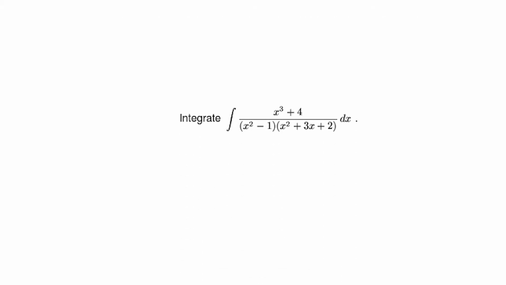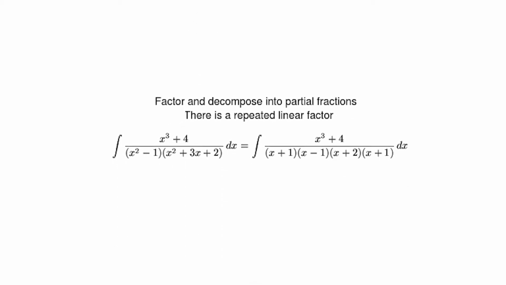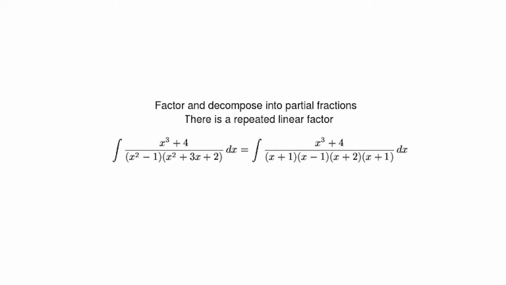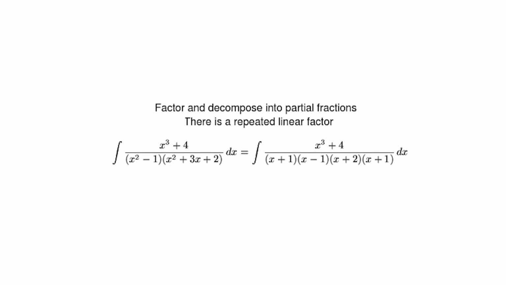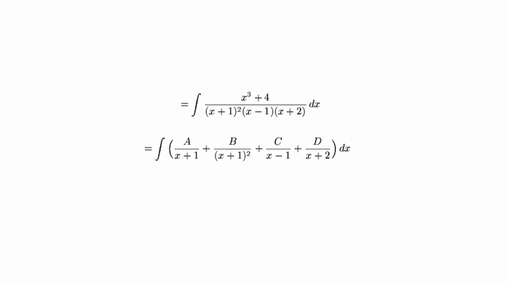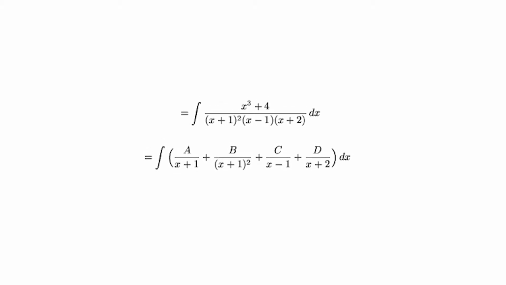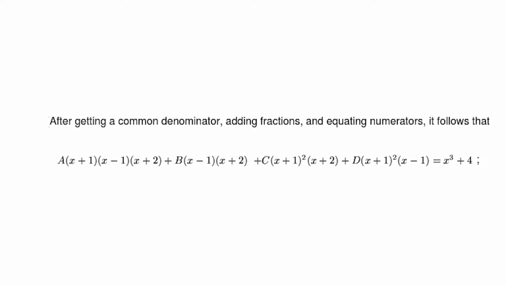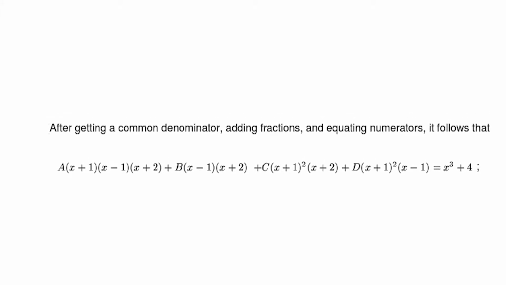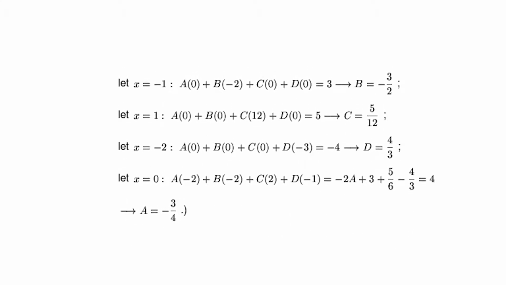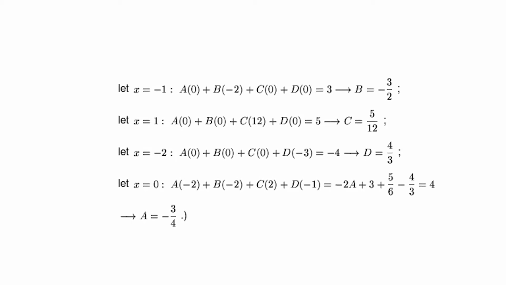For our second example, we shall integrate the following integral: (x cubed plus 4) over (x squared minus 1) times (x squared plus 3x plus 2) dx. Again, we will decompose the integral into partial fractions by factoring the denominator into its linear factors. Now, we will arrange the partial fractions in this form to solve for the numerators. By algebraic manipulation, we now get this equation.